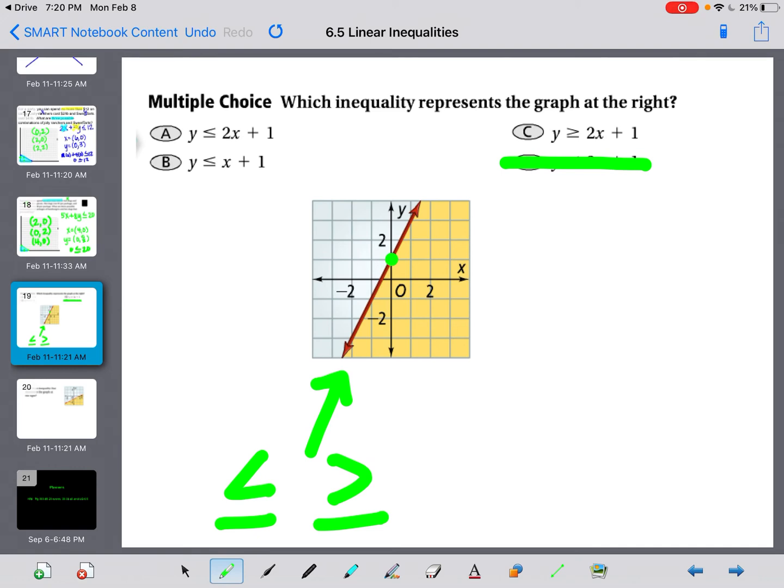Okay, then we're going to look at our slope. Looks like we are going up 2 over 1, which eliminates letter B. The last thing that we're looking at is whether everything that we shaded, which is what our y represents, is above or below the line. Okay, if it's below the line, it's a less than. If it's above the line, it's a greater than. Okay, this yellow area is what is shaded, and because that is underneath or below the line, we need a y is less than or equal to, so this is our answer right here.